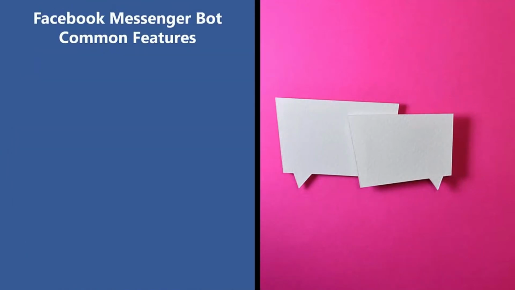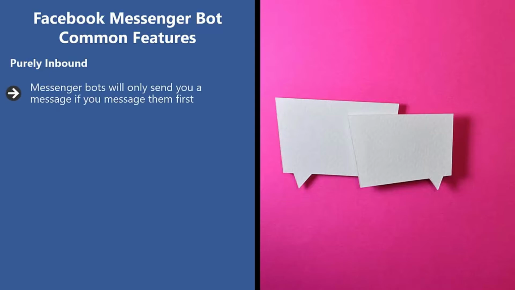There are many different types of Facebook Messenger bots currently in existence, but regardless of their seeming differences, they do have common features. Purely inbound. Messenger bots will only send you a message if you message them first. If somebody goes to your Facebook page and clicks on the Messenger icon because they're interested in your online catalog or your service description, they can click the Messenger button and leave a message. In other words, they initiate the relationship. You don't use your bot to message people who have no prior relationship with you. It's all inbound, not outbound.